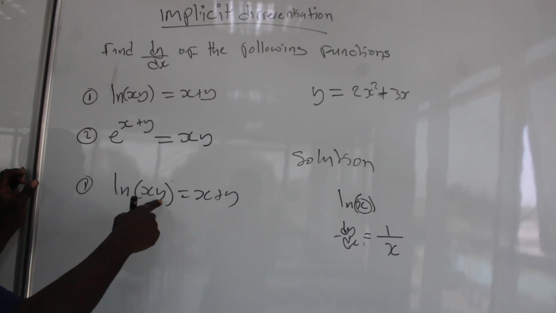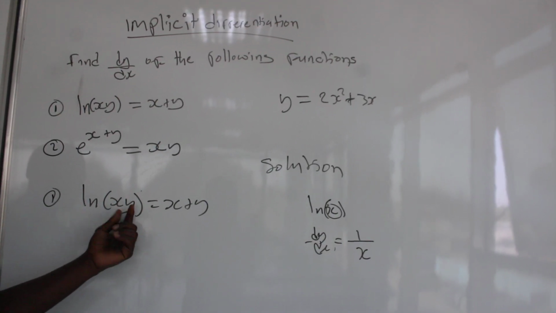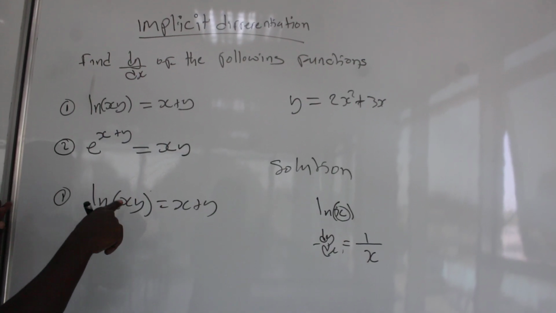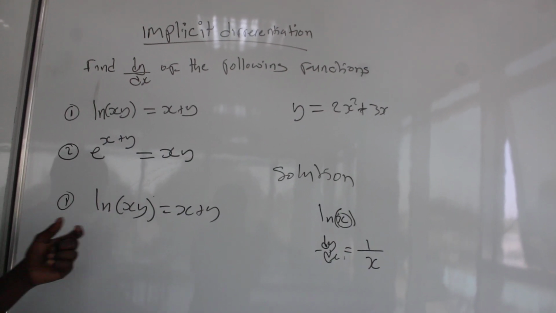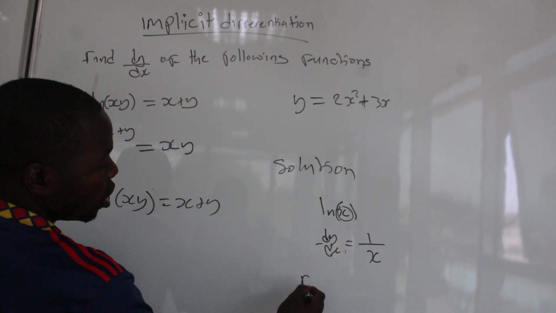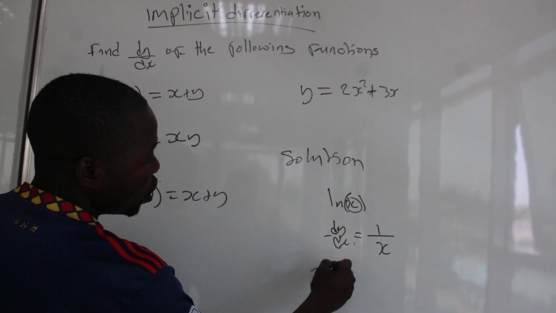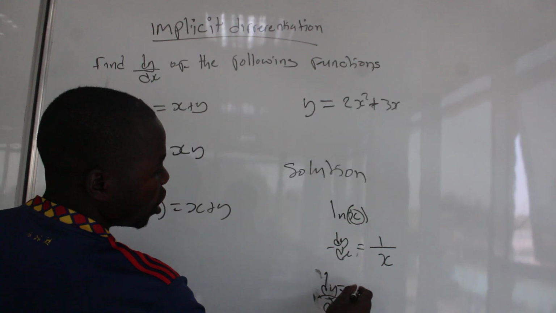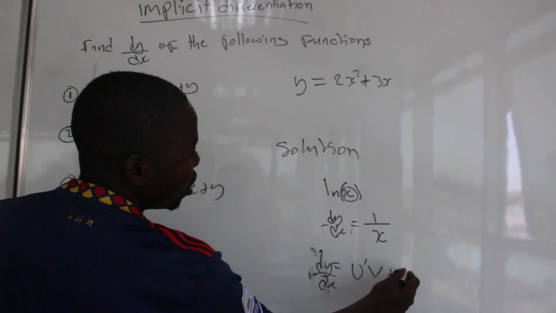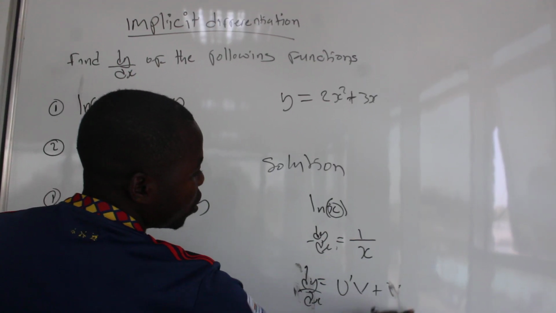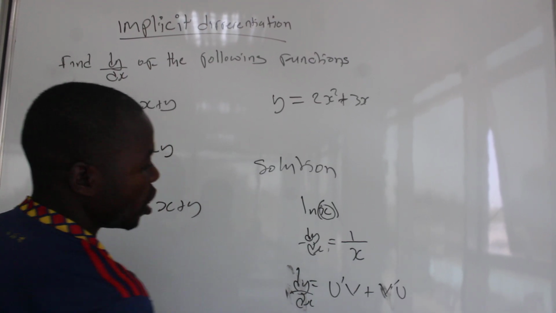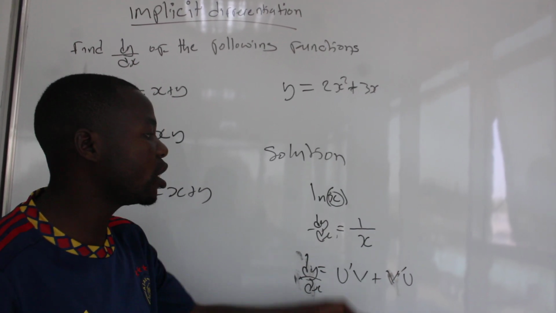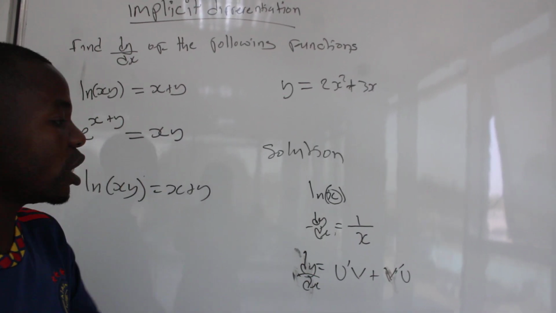To differentiate this, I'm going to use the product rule. It's a product of two functions, you have x and y. The formula for the product rule is: y equals u v, then dy dx is u prime v plus v prime u. So one function is differentiated, the other one maintained, then the one which was maintained is differentiated, and the one which was differentiated is maintained.